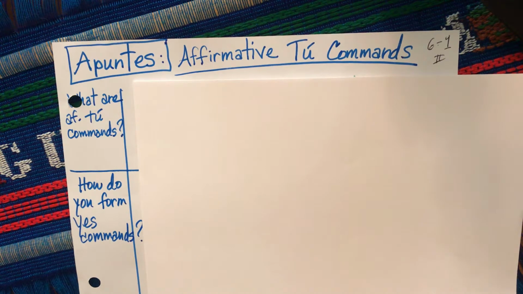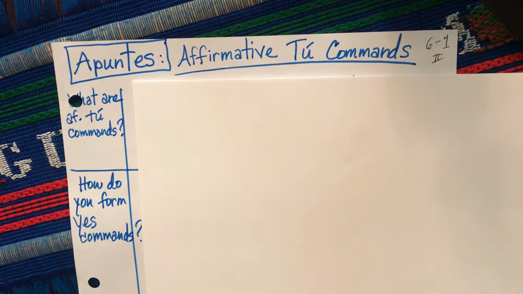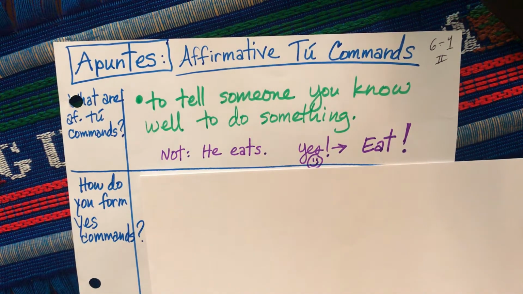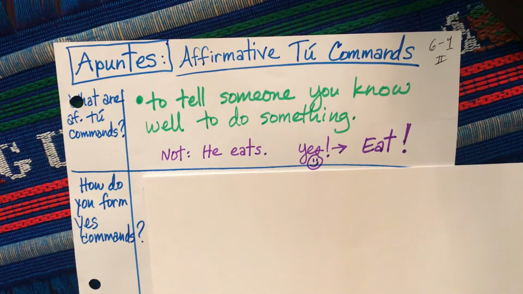I'm going to be abbreviating affirmative as AF, and it stands for affirmative. First bullet point, to tell someone you know well to do something. So not just he eats, but saying eat, telling somebody to do something. All right, so other examples of affirmative tú commands would be go to the store. Instead of just he goes to the store, I go to the store, I say, how do you say go to the store? Pass the homework to me. Sit down. Those kind of things. So affirmative commands, also known as yes commands.